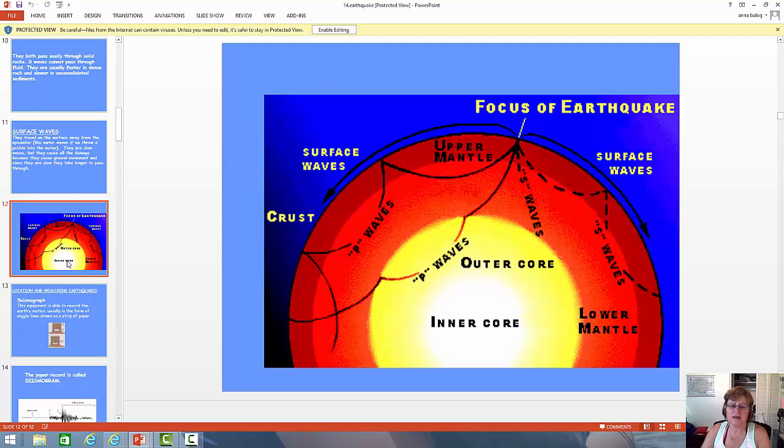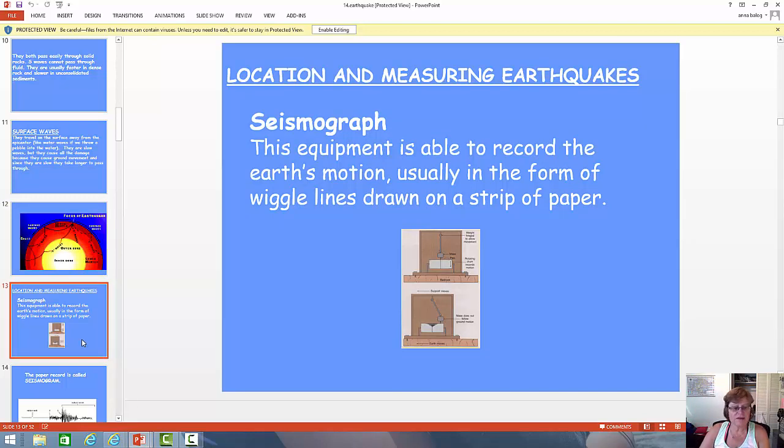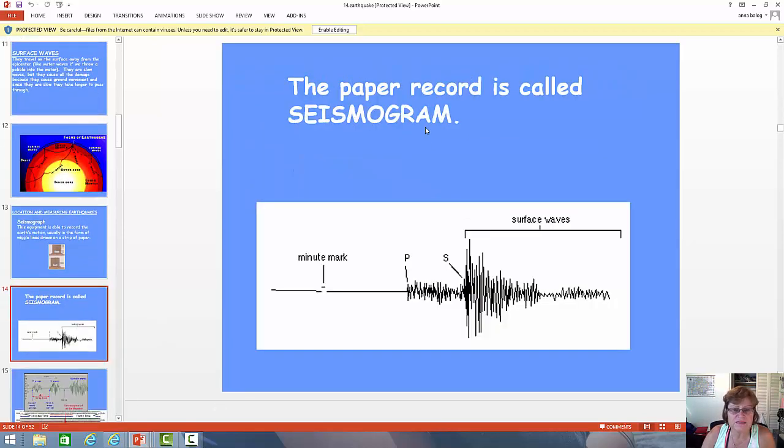This is not that important, but the only important thing is that the P waves go through liquid, but the S waves will not go through liquid. So this is how we know that the outer core is liquid. Know the seismograph and how it is built up, that you have the moving part and the non-moving part, and the moving part is what records the seismogram.